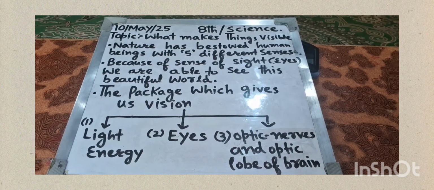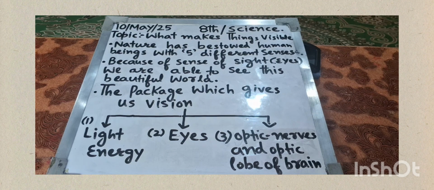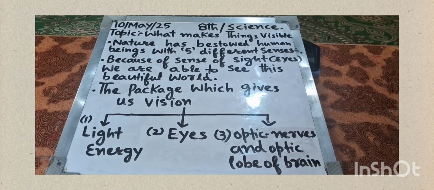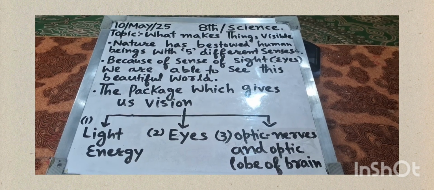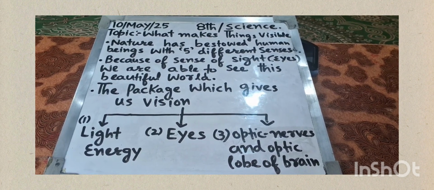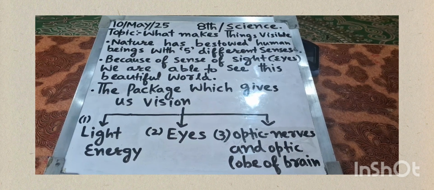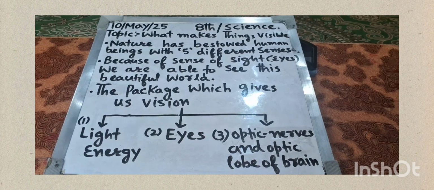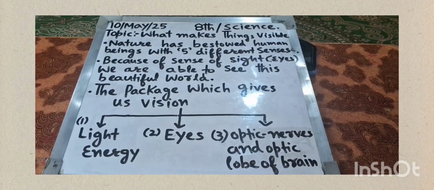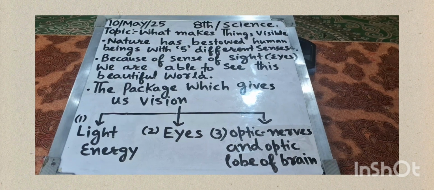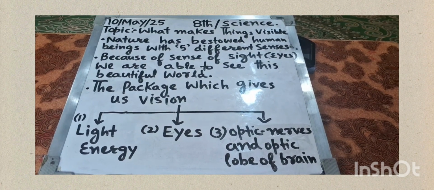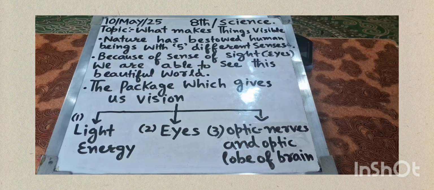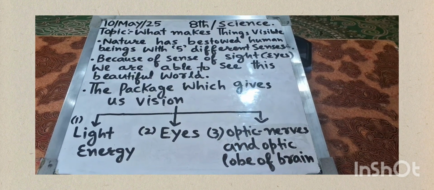Second, eyes are a special type of sense organ that make images when light gets reflected from different types of objects and enters our eyes. And the third one is the optic nerve. The optic nerve is a special type of nervous tissue that carries the images formed inside the eyes and transfers these messages to the optic lobe of the brain, where they are interpreted.